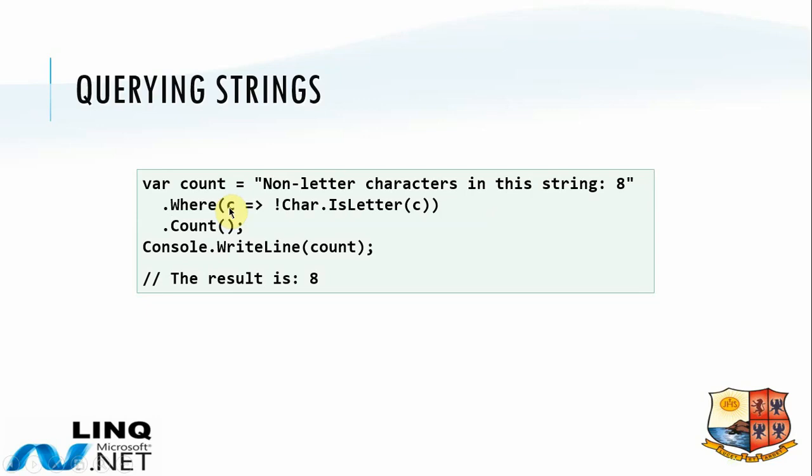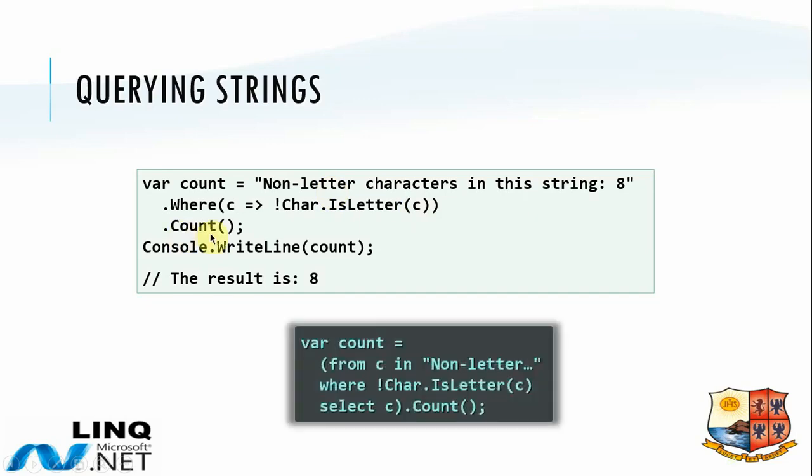Dot where c goes to not char dot is letter c. If it is a non-letter char, like for example hyphen or colon, etcetera, dot count. Non-letter characters means space also is counted. So you count all those things, your result will be 8. You're getting the count. So this is a collection dot a method called where, and then I call another method on top of that called count.